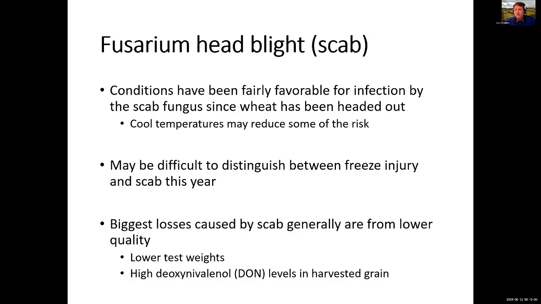I've noticed as I've looked at some of my plots over the last few days that I do have some freeze injury, not necessarily from Saturday morning, but from about three or four weeks ago, when we had that freeze that occurred in April. That did affect some of the heads, and I've got bleached heads that have emerged, and it looks a little bit like scab. So one of the things you're going to have to pay attention to is being able to distinguish between freeze injury and scab this year.